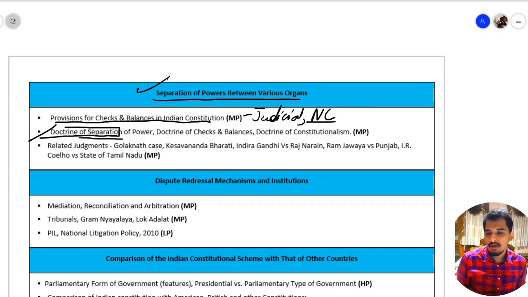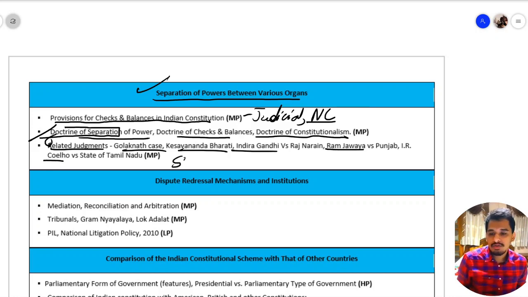Like we have the doctrine of separation of power, the doctrine of checks and balances, the doctrine of constitutionalism, and the various related judgments to these doctrines. Like we have the Golaknath case, Kesavananda Bharati case, Indira Gandhi case, Ram Jawaya case, and I.R. Coelho case. But you should also know that there is no strict separation of power in the Indian Constitution. Rather, we believe in a confluence of power so that various organs can remain in harmony with each other.